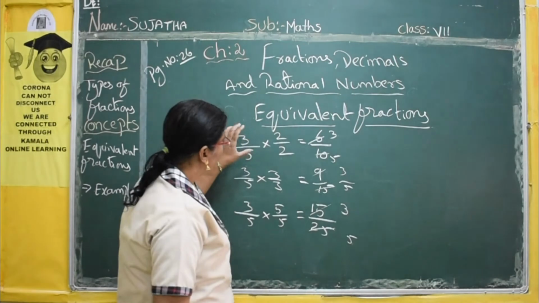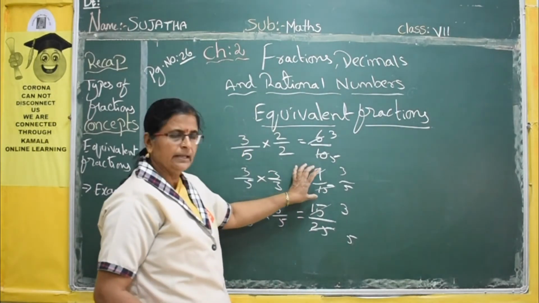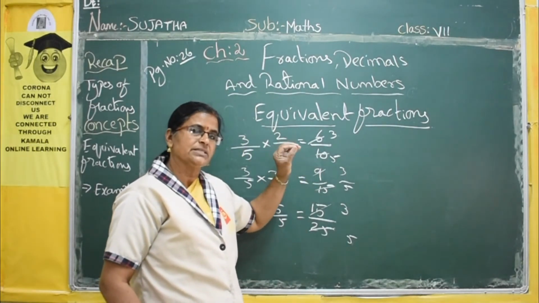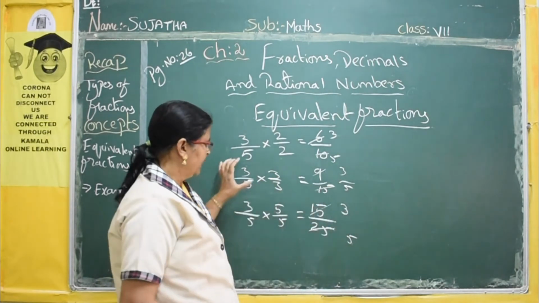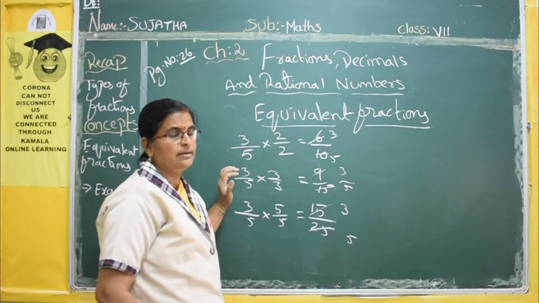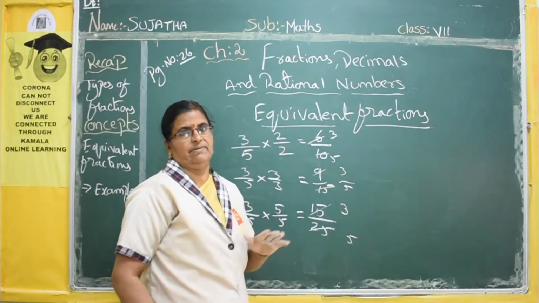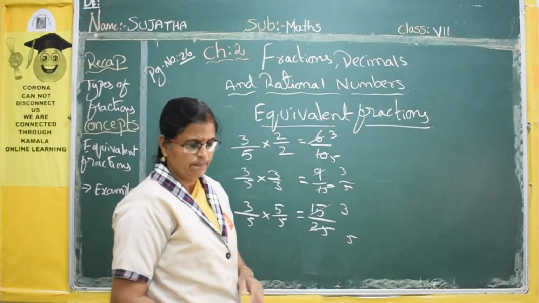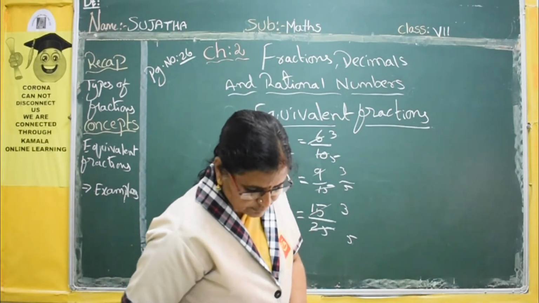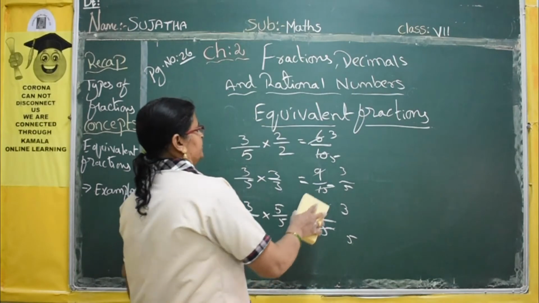Understood? If you divide a fraction by using the same table, then you get its original fraction. Then these are called equivalent fractions. Understood? Now, these are the equivalent fractions.